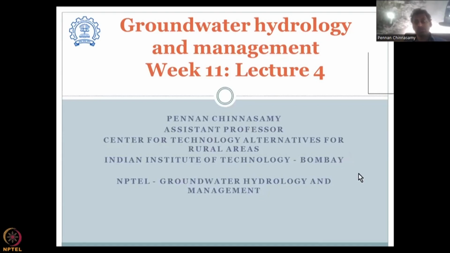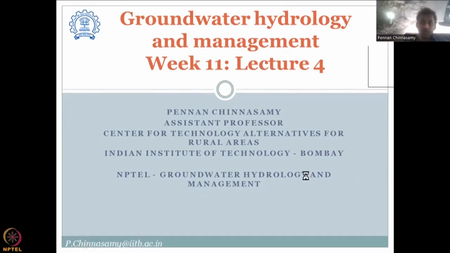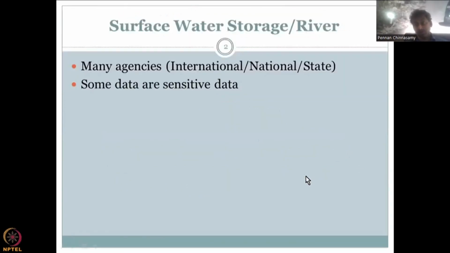But to understand what is the percentage of rainfall that goes in, we also need to understand how much water is stored across the basin in dams, rivers, etc. So for that, it is very important to understand the surface water storage and river discharge data. Many agencies monitor surface water and rivers, and they could be international, national, and state.